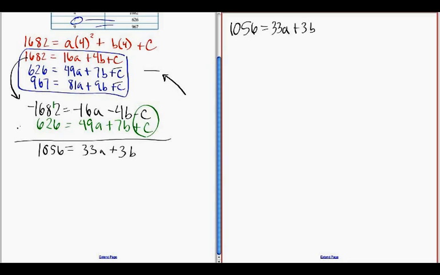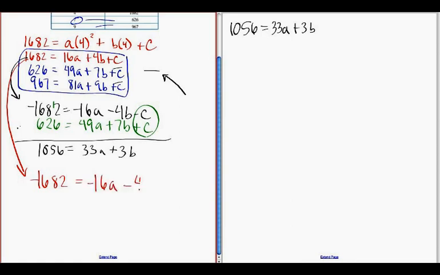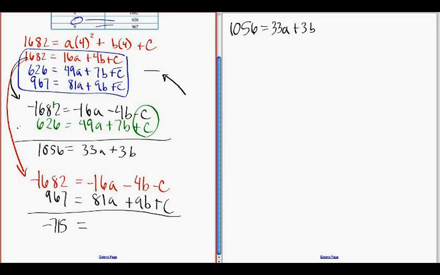Now we're going to do the same thing, but now we're going to take, of course, this one that we turned negative, and we're going to combine it with the bottom equation, because of course we need to incorporate that one into the mix. I'm going to put the bottom equation as well, so 967, 81a, 9b, c. Merging these two together, I get 715, oh, that should be negative, equals, oh, and this should be negative as well, I think I forgot that earlier. And then 81 and 16 would make 65a's, and these are all positive, and 5b's.